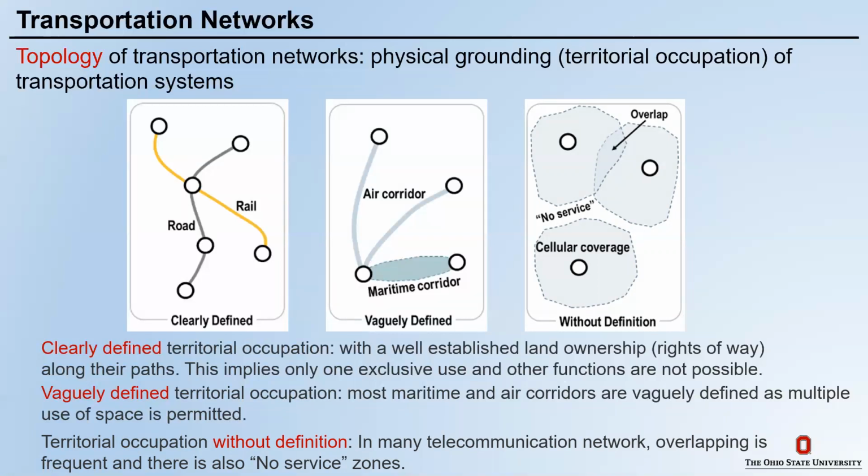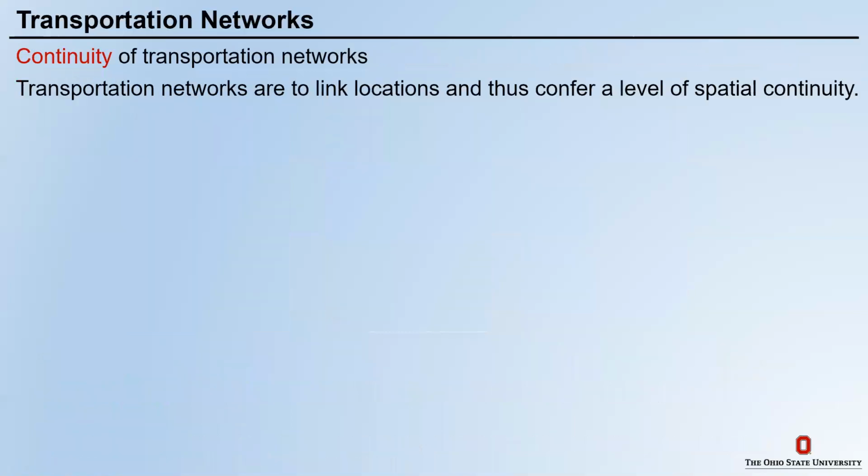Right? Okay. Three types of physical grounding of transportation systems. Okay, that's all you need to know. For this class, you do not have to dig even deeper. Okay, then I want to talk a little bit about continuity of transportation networks.